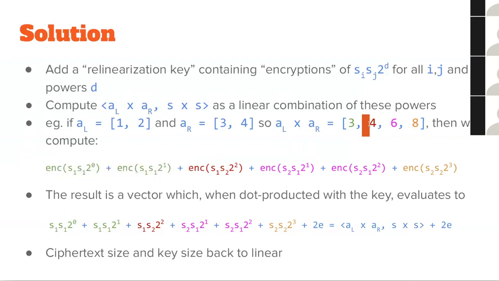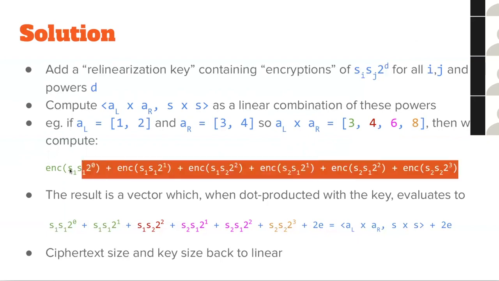Then for 4, you just have S1, S2. So here 4 is the second element in AL exterior AR, and so we're going to multiply it with the second element of S exterior S, which is S1, S2. So we'll use the encryption of S1, S2 times 2 squared. Then for 6, 6 is 2 to the 1 plus 2 to the 2. And so we're going to add the encryption of S2, S1 times 2 to the 1 with the encryption of S2, S1 times 2 to the 2. And then here we're going to add the encryption of S2, S2 times 2 to the 3.